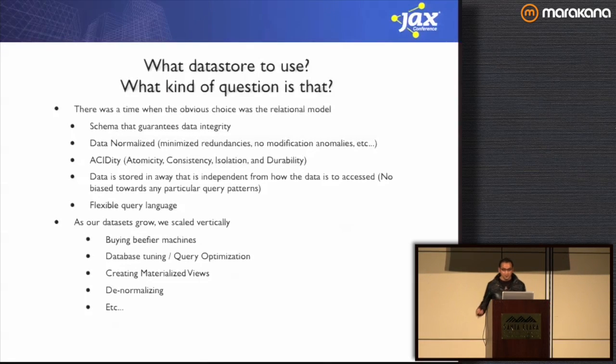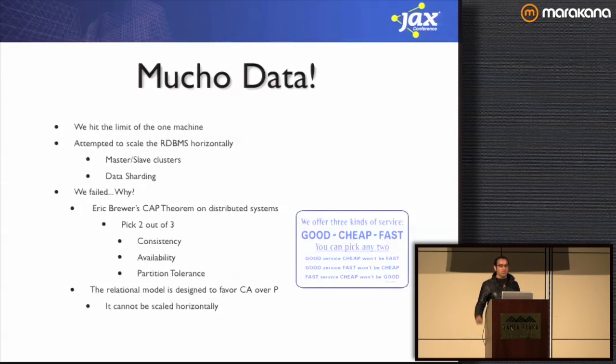use Oracle. It was the RDBMS model, which has a schema that guarantees data integrity. Your data is normalized, you have ACID transactions, your data is stored in a way that is not biased towards any kind of query pattern. It has this very nice flexible query language that we can use later to query it however we want, called SQL. The problem is that as our data sets grew, we started scaling vertically, and we managed the actual database system. So we bought beefier machines, which was expensive. We spent a lot of time doing database tuning, query optimizations, creating materialized views, and all of these things. And we started denormalizing.